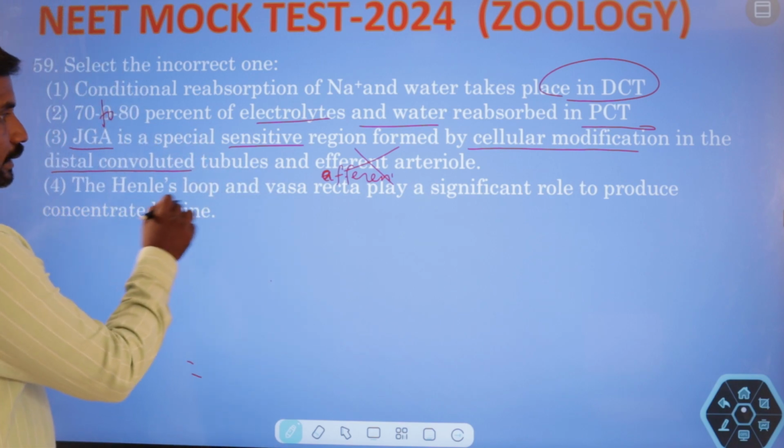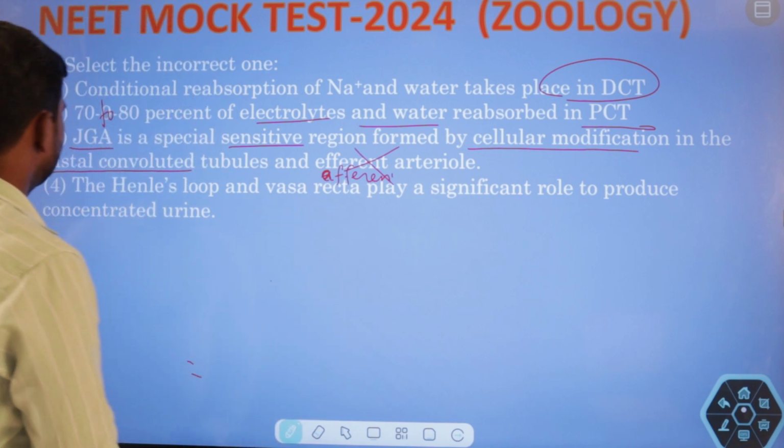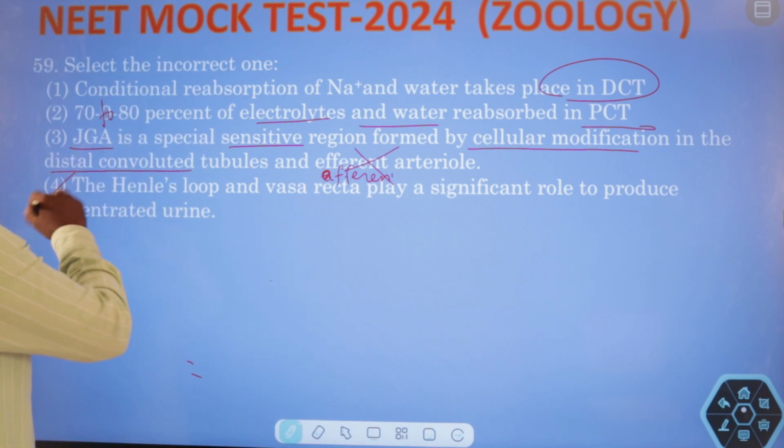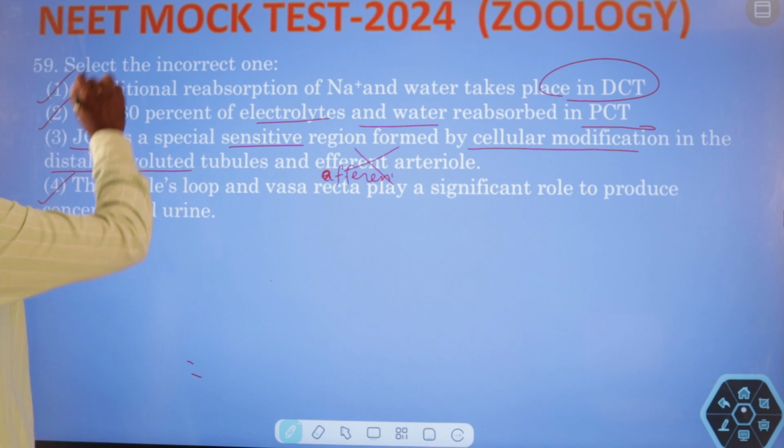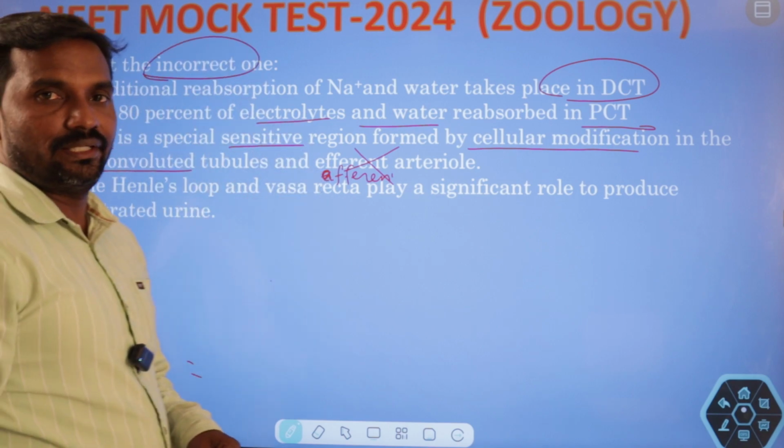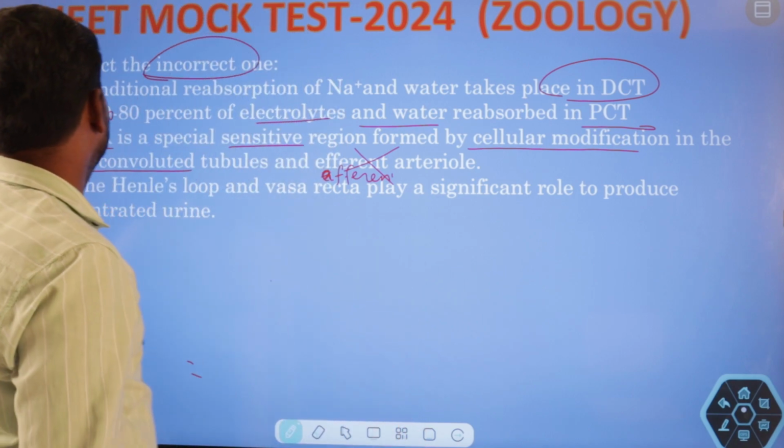The loop of Henle and vasa recta play an important role in producing concentrated urine. This is a correct statement. So this is also correct. This is also correct. The question asks for the incorrect statement. The incorrect statement is the third one.